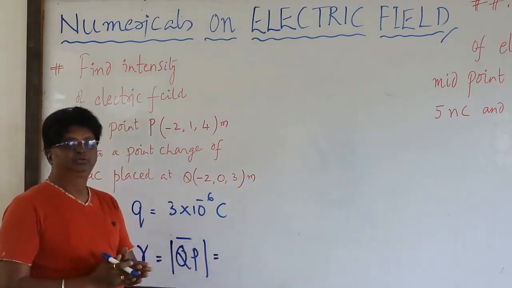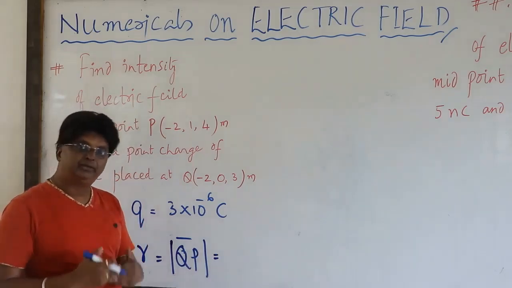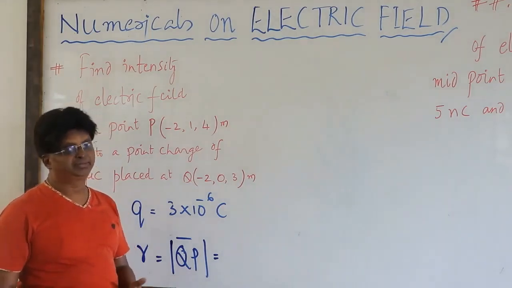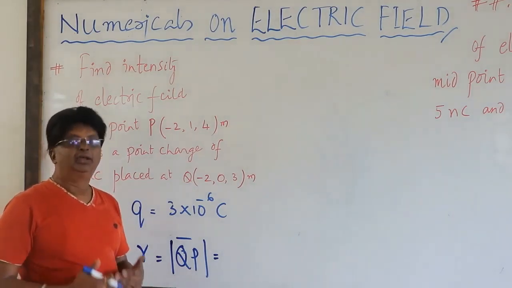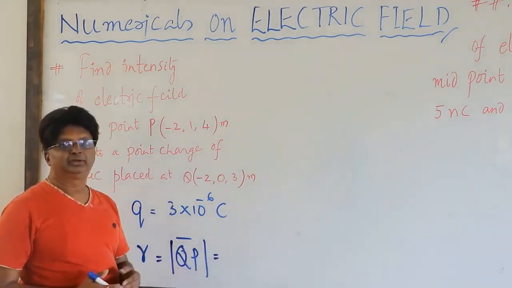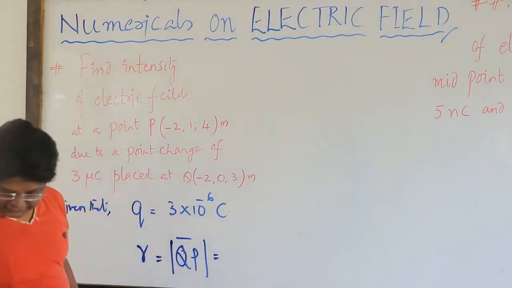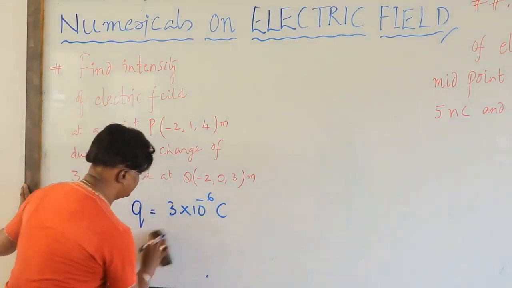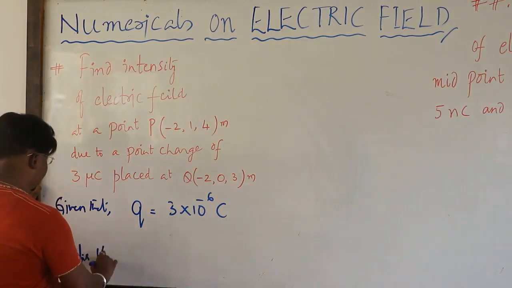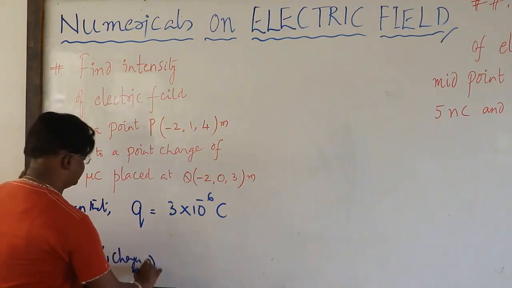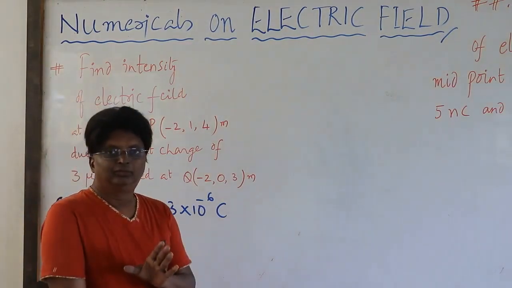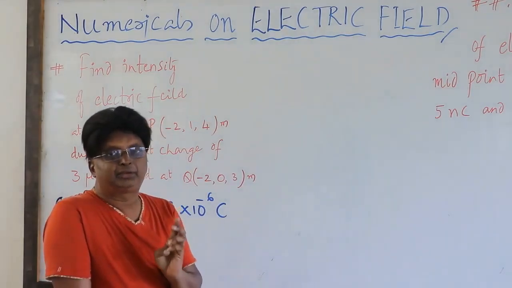Now once again, how to write this vector and then the magnitude. How to write the distance between 2 points? Root of (x2 minus x1) whole square plus (y2 minus y1) whole square plus (z2 minus z1) whole square. Now that comes here, right? Therefore, first let me write the vector and then I will write the magnitude. Distance between charges, I am writing first the vector r bar is equal to.